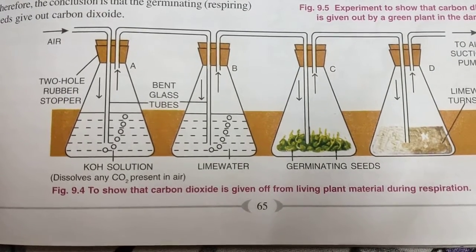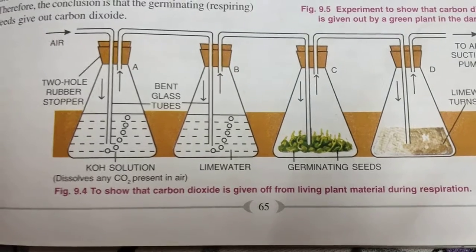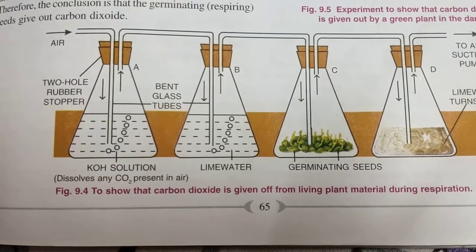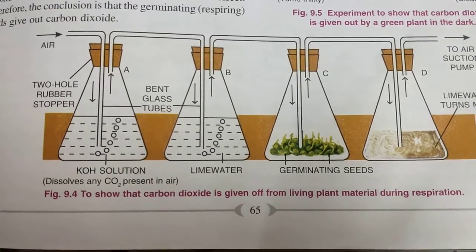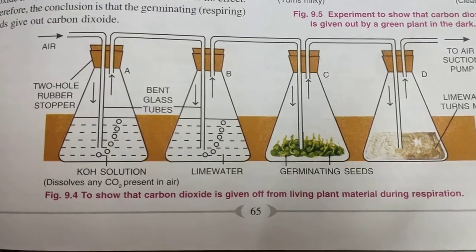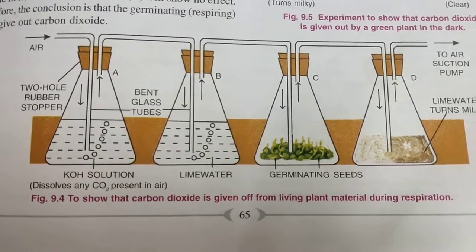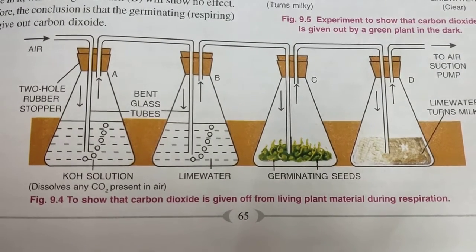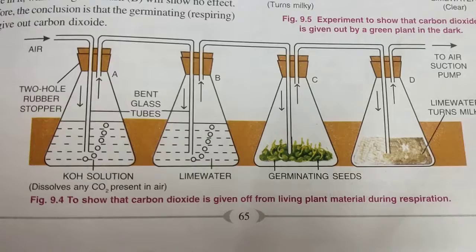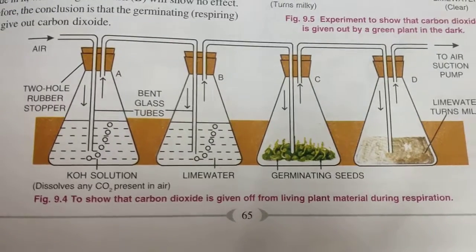Again in B they have put lime water, and again 2 delivery tubes. Another is going to number C. In C they have kept the germinating seeds, that means the living seeds. And in flask D, again they have put some lime water, and again a delivery tube is coming out from the second hole of the cork.